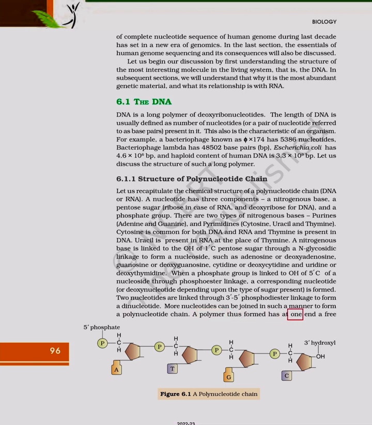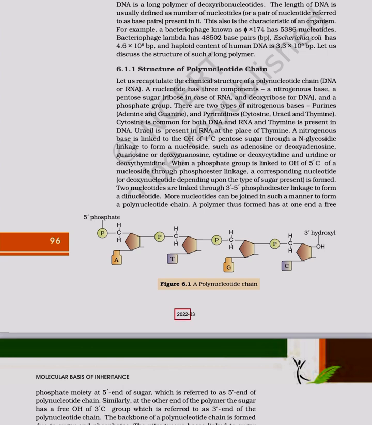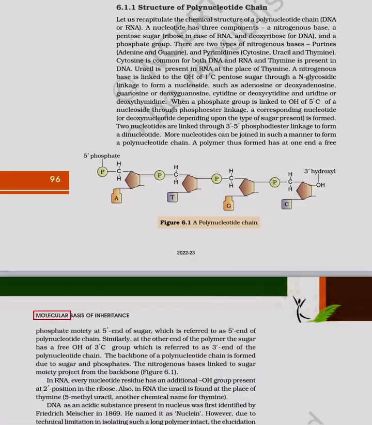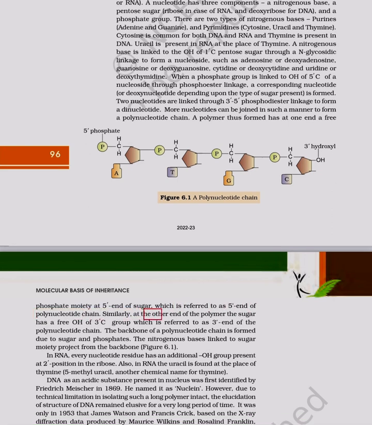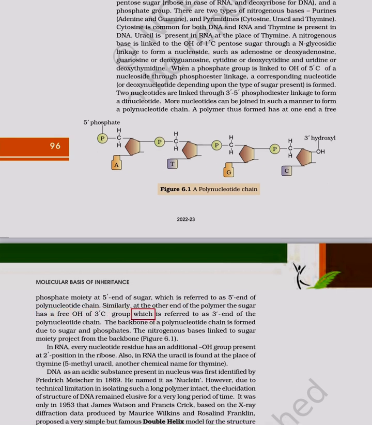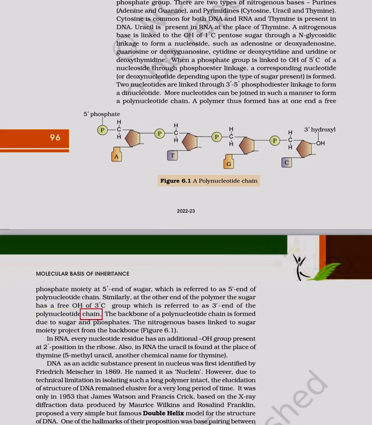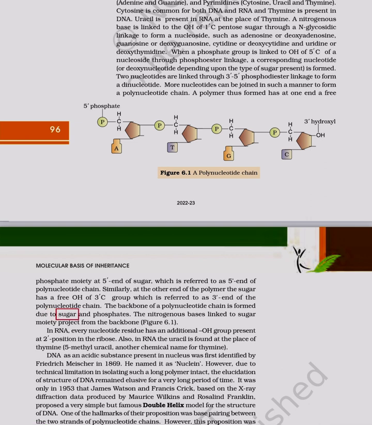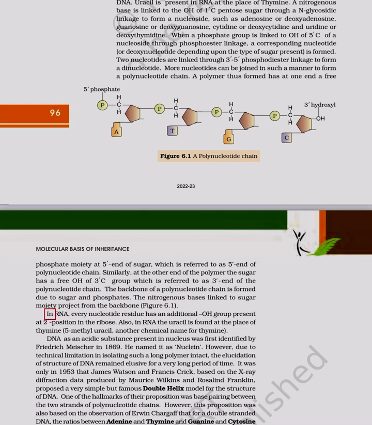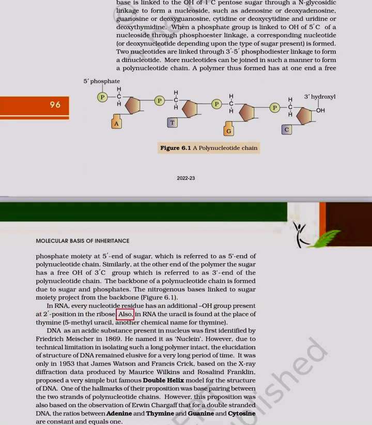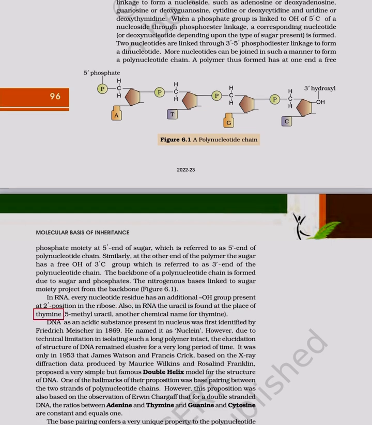A polymer thus formed has at one end a free phosphate moiety at 5' end of sugar, which is referred to as the 5' end of the polynucleotide chain. Similarly, at the other end of the polymer the sugar has a free OH of 3' C group, which is referred to as the 3' end of the polynucleotide chain. The backbone of a polynucleotide chain is formed due to sugar and phosphates. The nitrogenous bases linked to the sugar moiety project from the backbone, Figure 6.1. In RNA, every nucleotide residue has an additional OH group present at the 2' position in the ribose. Also, in RNA the uracil is found at the place of thymine, 5-methyl uracil being another chemical name for thymine.